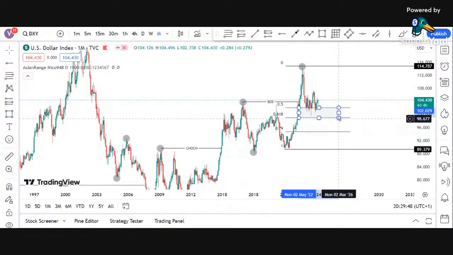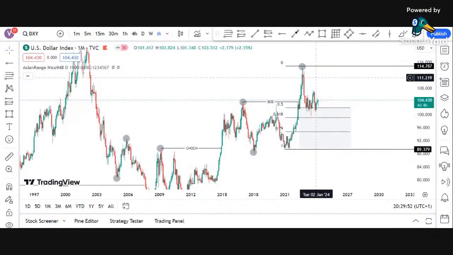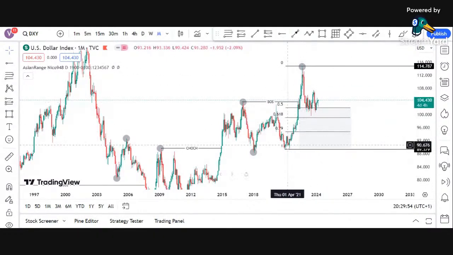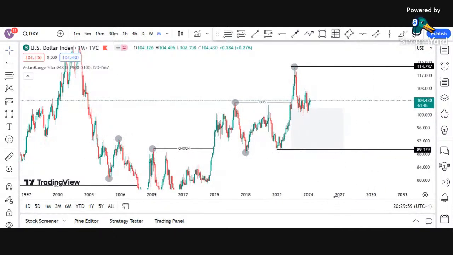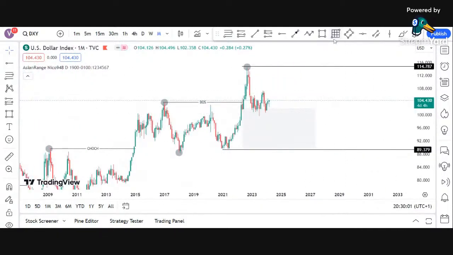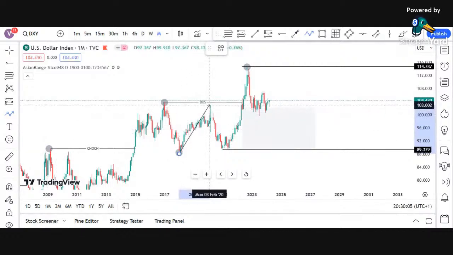This zone, these are discount level. This whole zone is our discount level. So we're waiting for price to come into that level so we could look for possible buys, right? So what are we saying here? We saw that price gave us a what? A mitigation block.